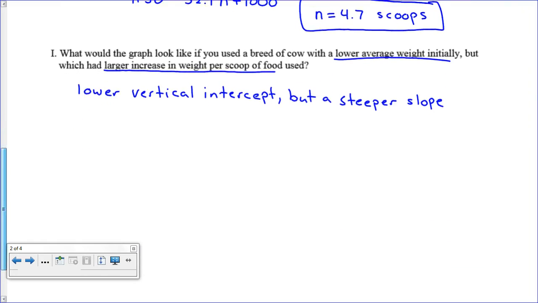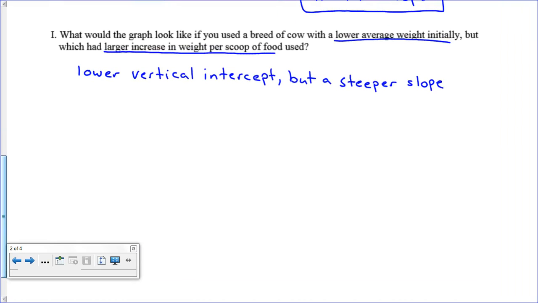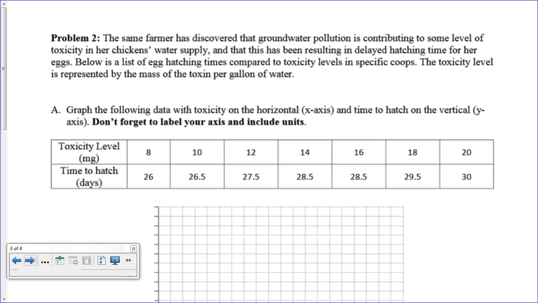Alrighty, now moving on to problem number 2. This one here is about the same farmer again. This time she's looking at some chickens. She's found that there's some groundwater poisoning going on here and some levels of a toxin in her chickens' water, and she's seeing how that affects the amount of time it takes for eggs to hatch.